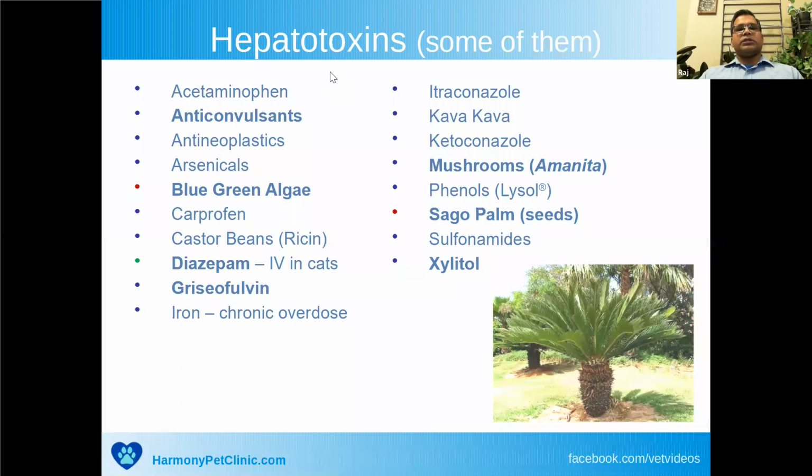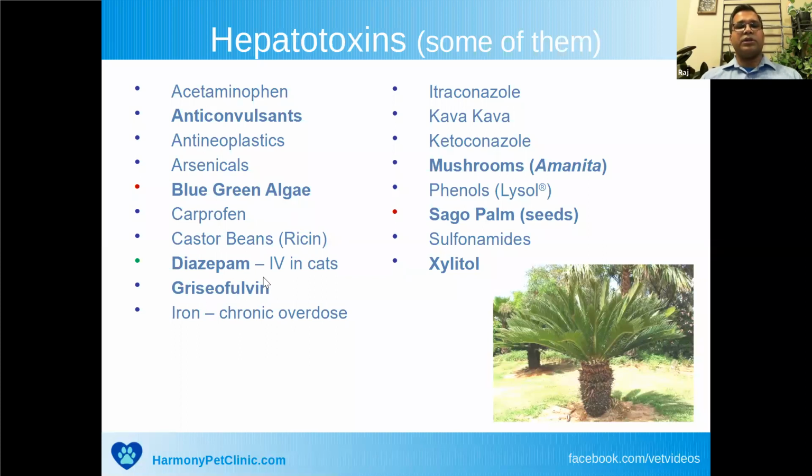Some of the hepatotoxins for the liver, and these are only some of them. There are more on the list than this. Some commonly used ones are acetaminophen, mostly an NSAID used in people, anticonvulsants, many of the chemo drugs, arsenicals, and blue-green algae, which we see very often here. Carprofen is hepatotoxic, so whenever a dog is on carprofen for long-term use, we recommend monitoring of the liver values.